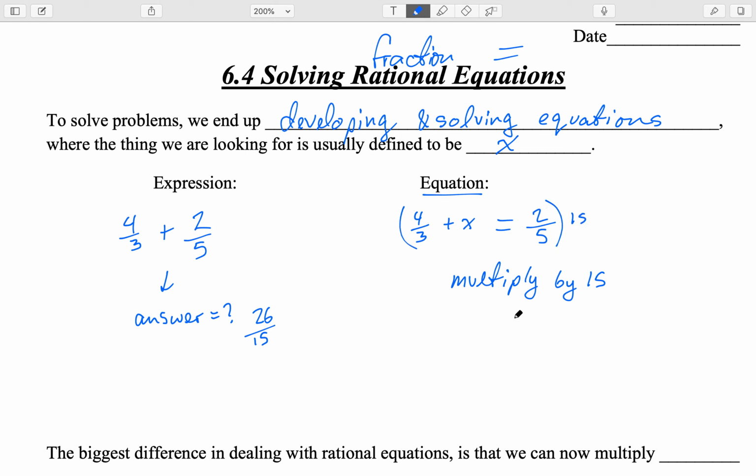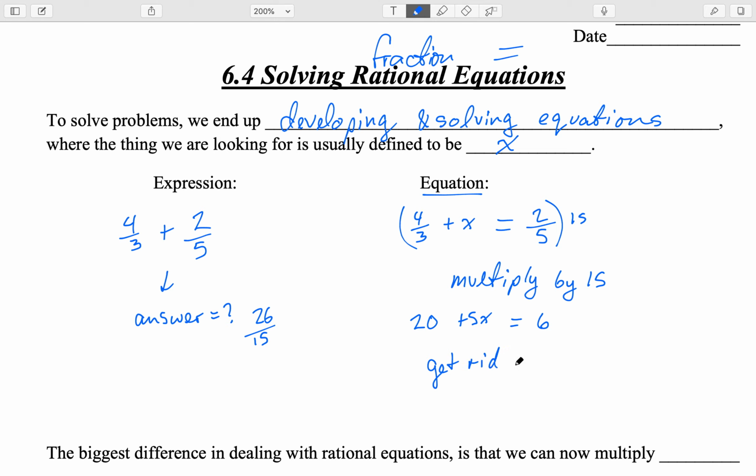Because 15 times 2/5 makes it 6, since 30 over 5 is 6. And this gives me 15x. And 15 times 4 is 60, and 60 divided by 3 is 20. No more fractions. So you can get rid of the fractions.